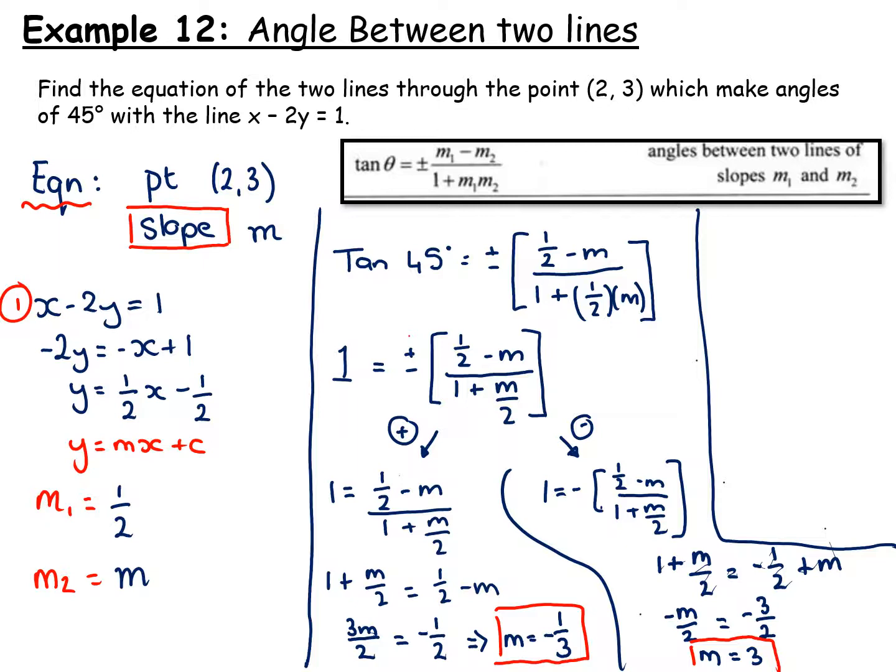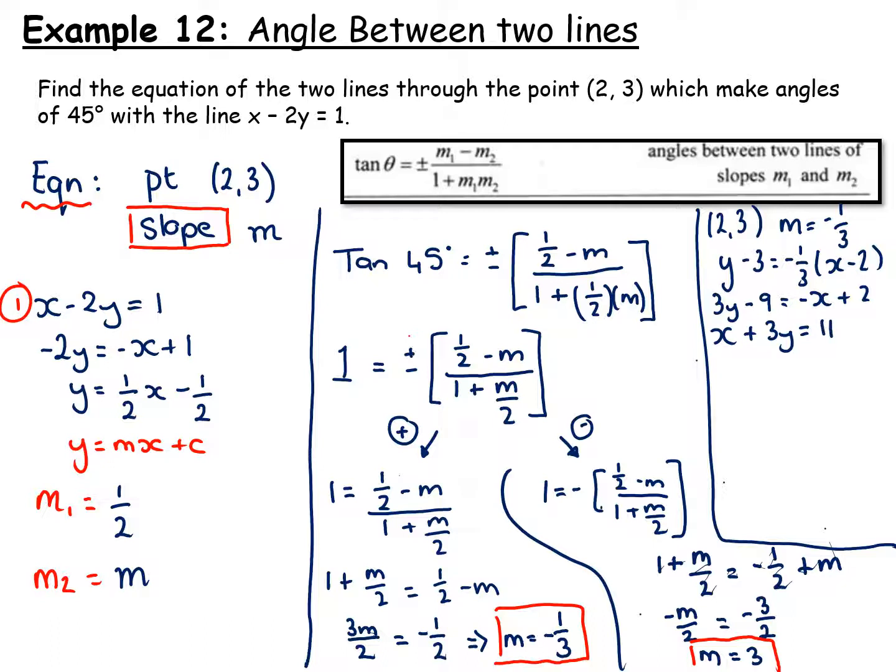So just one last piece that we need to do. We're going to talk about the equation which contains the point (2, 3), and in the first case m is equal to minus a third, so y minus y1 is equal to m bracket x minus x1, 3y minus 9 equals minus x plus 2, x plus 3y equals 9 plus 2, 11. So that's one of our equations.